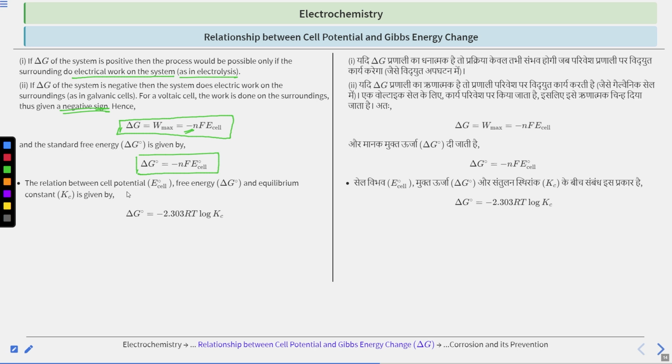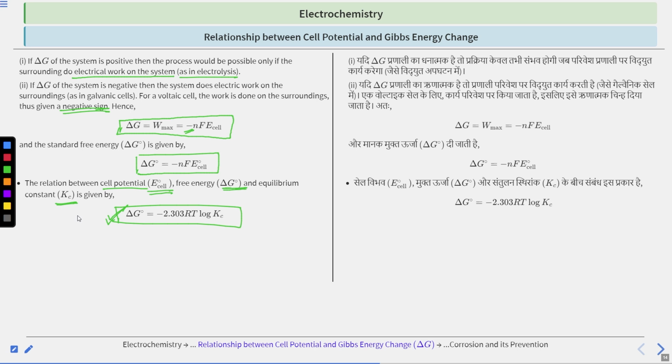The relation between cell potential E naught of cell, free energy del G naught, and equilibrium constant Kc is given by this equation, that is del G naught equals minus 2.303 RT log Kc. Okay, so if we have two of them and we have to find the third one, we can use this equation. Okay, the relation between cell potential, free energy, and equilibrium constant.